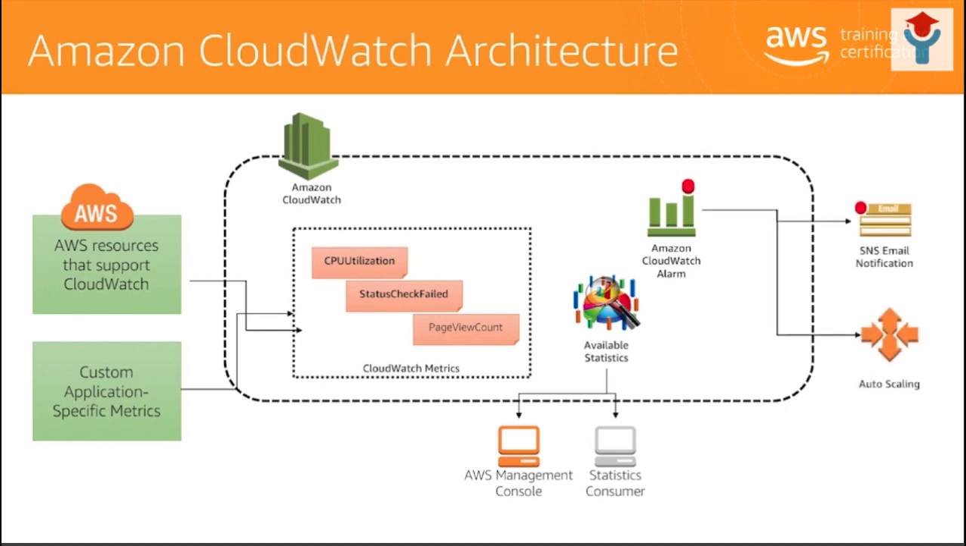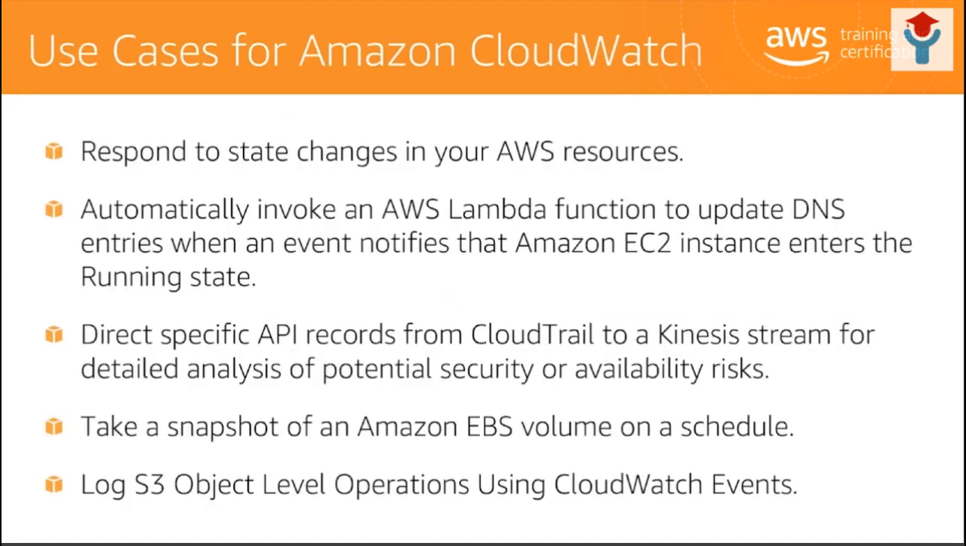The CloudWatch alarm can either send out a notification through email or SMS. Additionally, it has the ability to trigger an auto-scaling event, which, as you're going to see in our demo, is a very powerful service. Some common use cases for CloudWatch, of course, are to respond to state changes in your AWS resources, automatically invoke a Lambda function to update something such as DNS entries when an event notifies that an EC2 instance enters a running state.